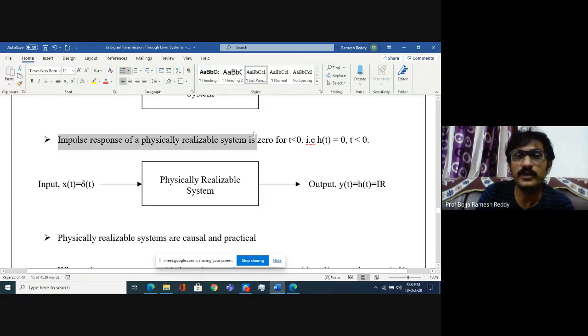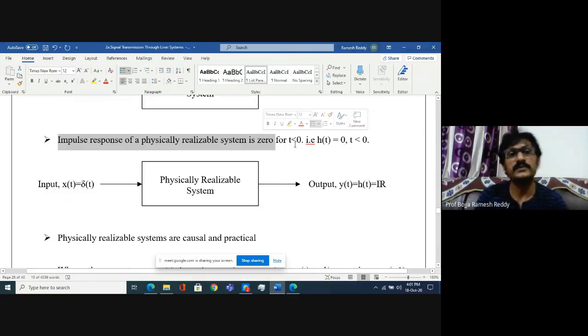Impulse response is the most widely used parameter in signals and systems. Impulse response means apply an impulse signal as input to the system and observe the output. Whatever output you get is called the impulse response. That impulse response is 0 when t is negative, meaning negative time. So the impulse response is always right-sided, not left-sided. The impulse response of a physically realizable system is right-sided.